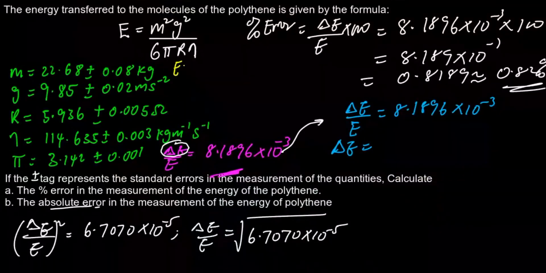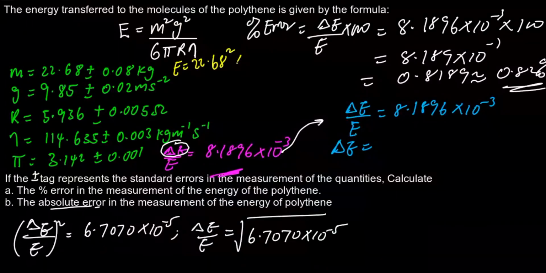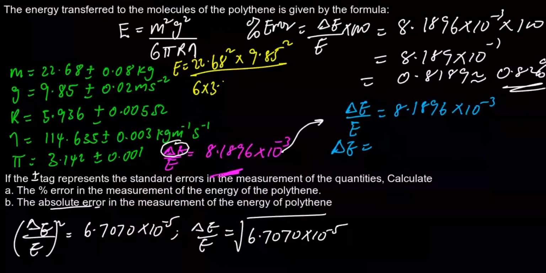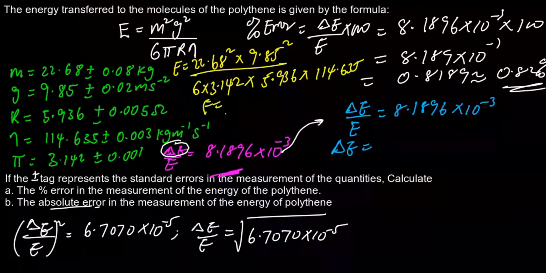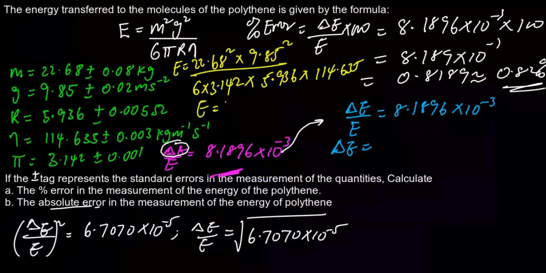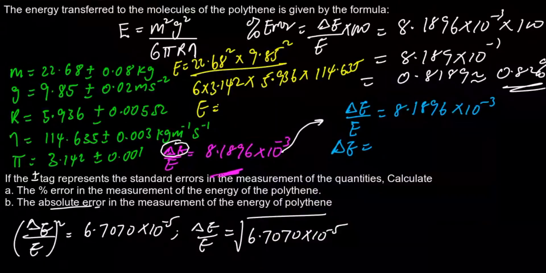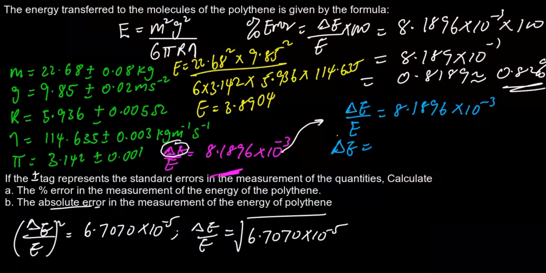What is E? E equal to M squared G squared. What's the M? Use the real value, 22.68 square, 9.85 square, all over 6 times 3.142 times what's the R? 5.936 times what's the eta? 114.635. So if I punch this, what will be this E? E is 3.8904. So that's E.